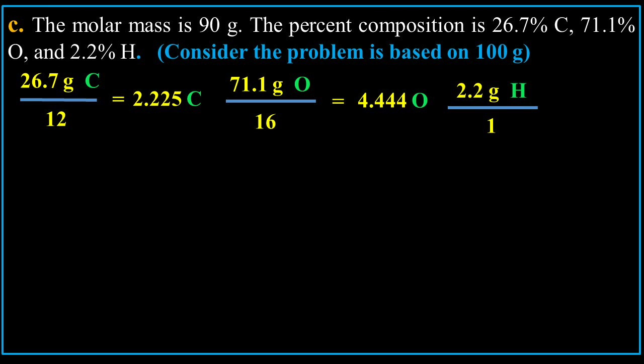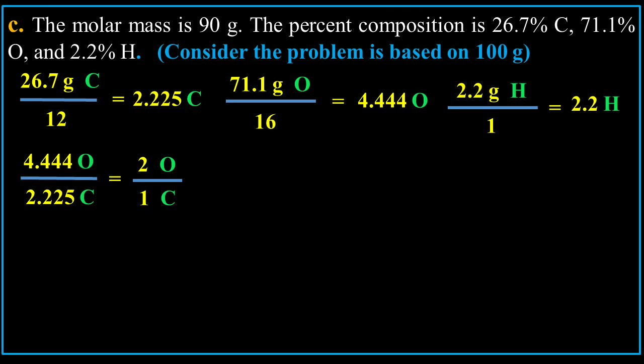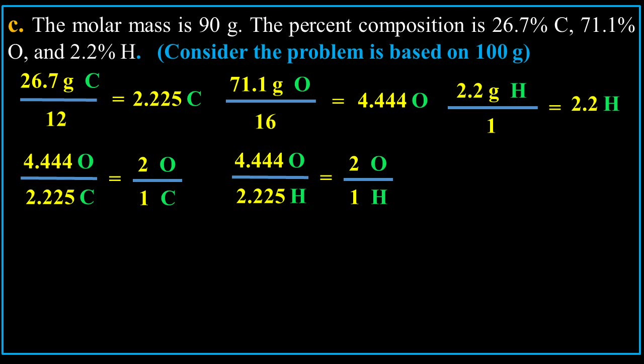Now I want to make up my mole ratios. So it's going to be oxygen over carbon, and that's obviously going to be 2 to 1. Oxygen to hydrogen will also be 2 to 1. And you can see carbon to hydrogen is going to be 1 to 1. A little side note there. And so that's it. Those are the values.